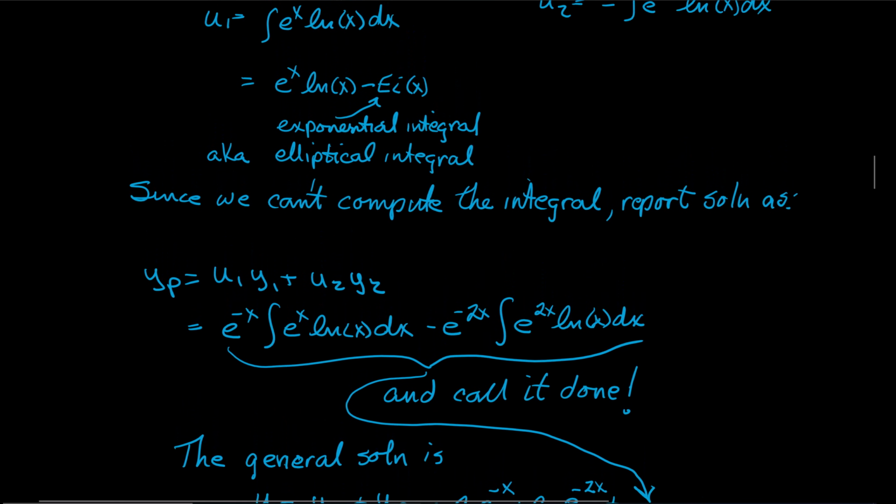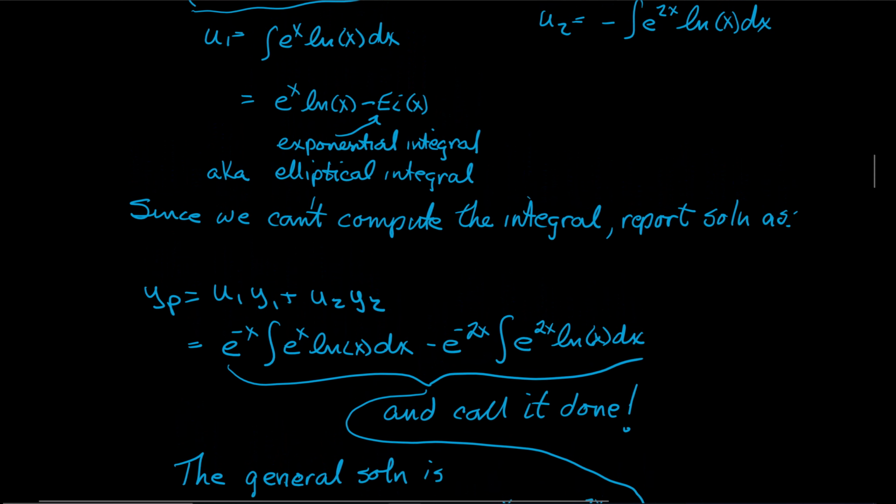I'm just at the top of the screen, I'm going to call u1 this integral e to the x natural log of x right there. And the y1 was e to the negative x, plus the u2 is going to be this negative e to the 2x natural log of x integrated times y2, which is e to the negative 2x. And I'm going to call it done right there. I'm not going to attempt to integrate those. That is way beyond the scope of this course.